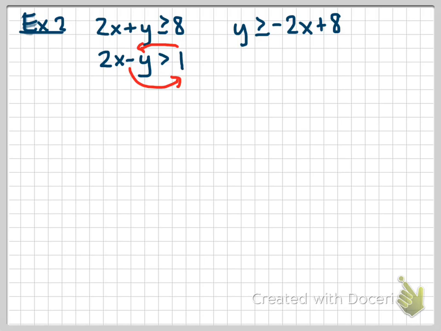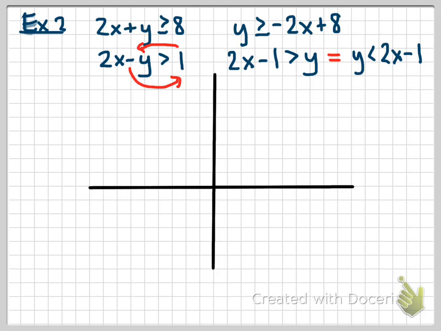So now I have 2x minus 1 is greater than y. Okay, I'm going to flip the whole thing around. Notice that the point is facing the y, so I'm just going to make the point still face the y. Okay, so now these are my two equations that I need to graph.